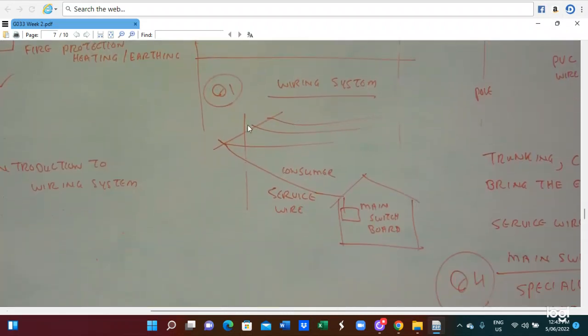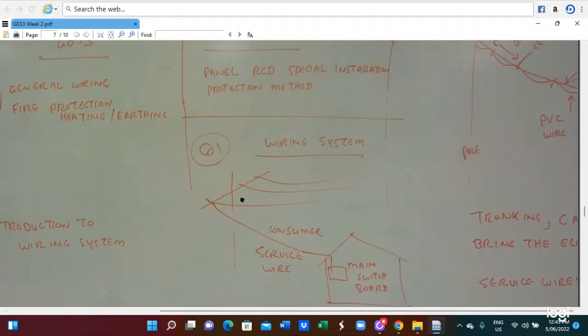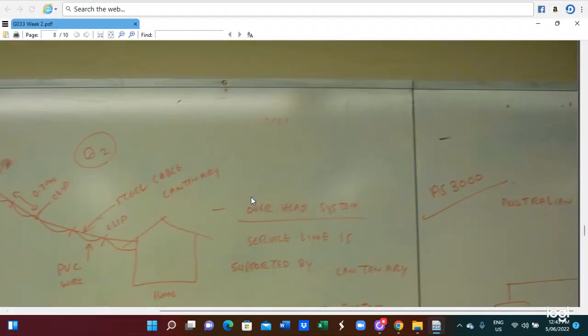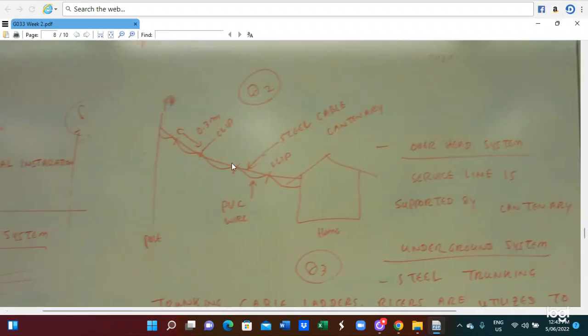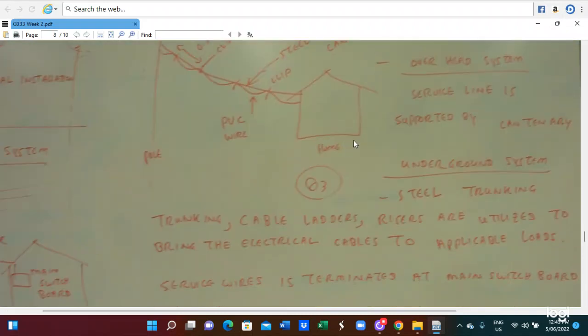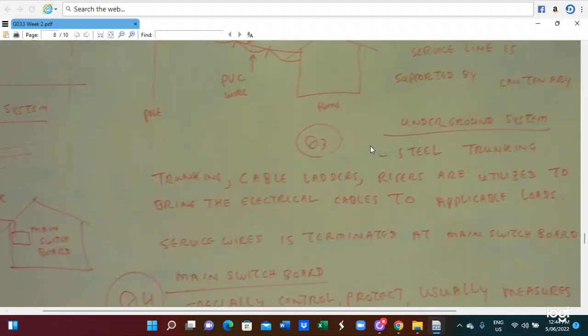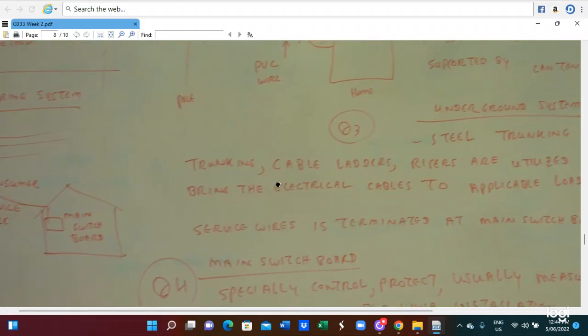The wiring system: this is an outside power line. From the power line we connect the wire to the consumer service wire and connect the main switch. So this is the way the wire is connected. This wire includes the secondary wire. So we run the wire on the secondary wire and we clip it. This wiring is provided either by the overhead system or the underground system.